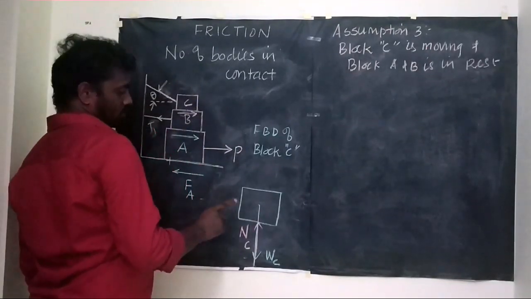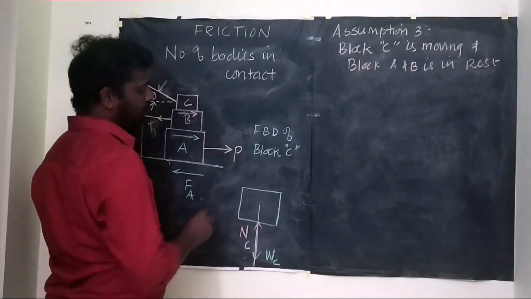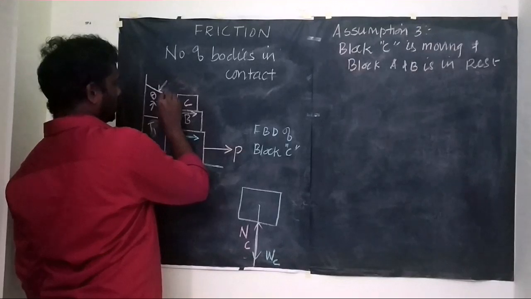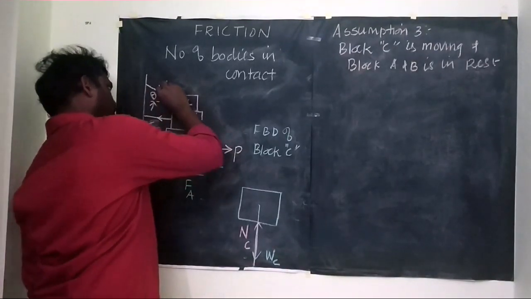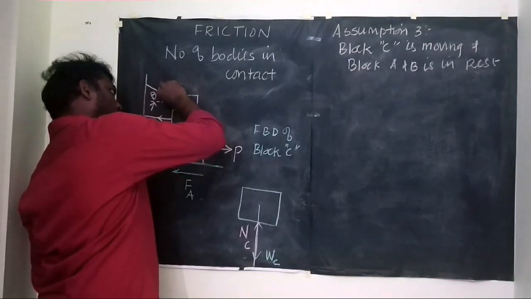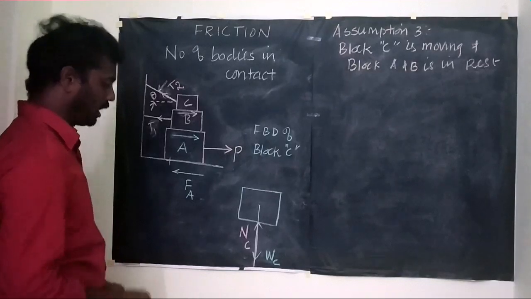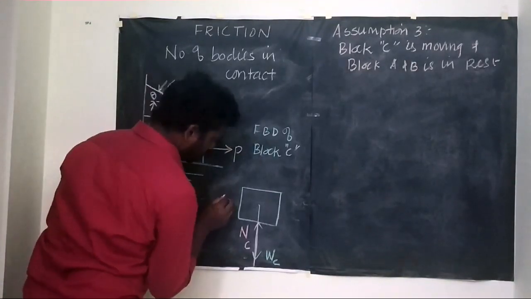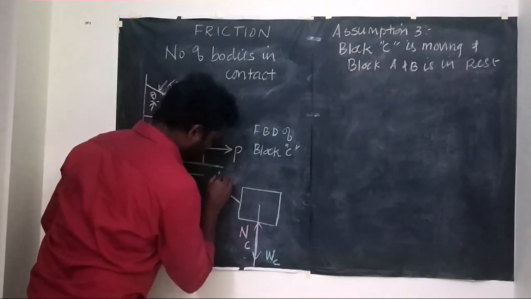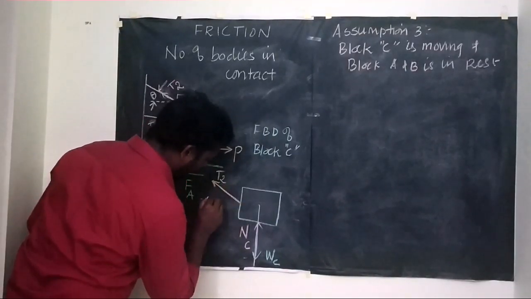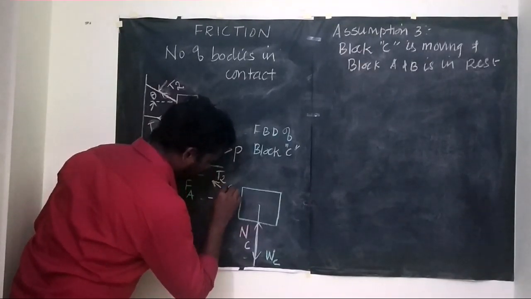Here, due to application of this external force, the tension force acts. This is my tension force T2. It makes angle theta with the horizontal line. This angle is theta.